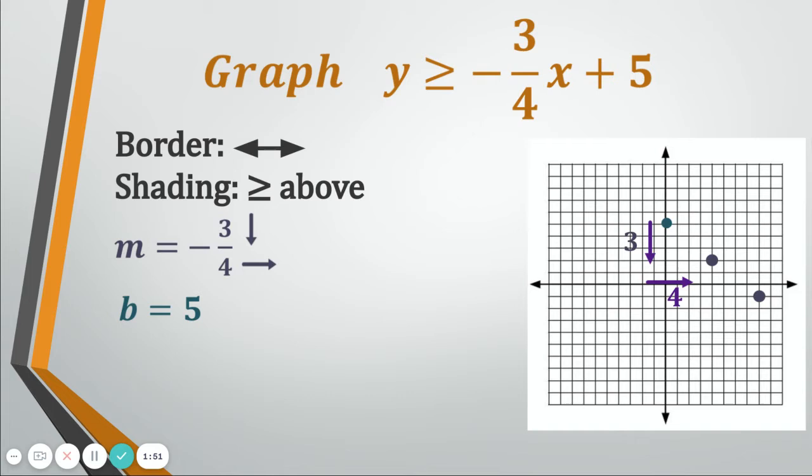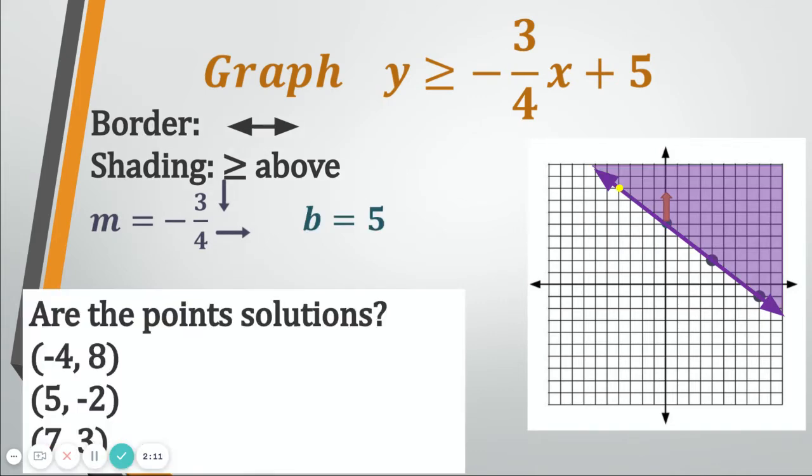Then from that point, I can go down 3, right 4, and I would get my third point if needed. Then I connect to make a solid line. Next, I need to do the shading. So since I'm shading above, everything above this line will be shaded. To determine which points are solutions, you plot the points.